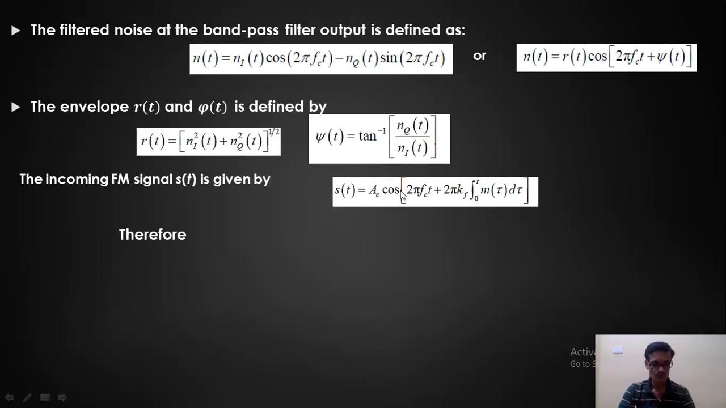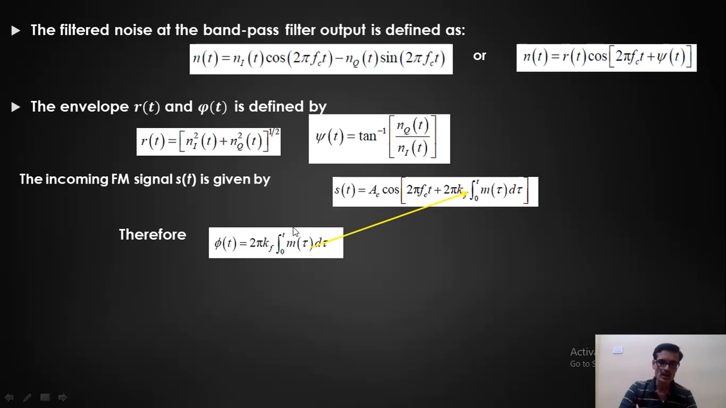That is, it is Ac cos(2 pi fc t plus 2 pi kf integral of 0 to t m of t dt). Okay. So in this equation, let us say a second part, this part I will take as phi of t. The phi of t is given by 2 pi kf integral of 0 to t m of t dt. And I replace it in the equation. So I'll get the equation as s of t is equal to Ac cos(2 pi fc t plus phi of t).